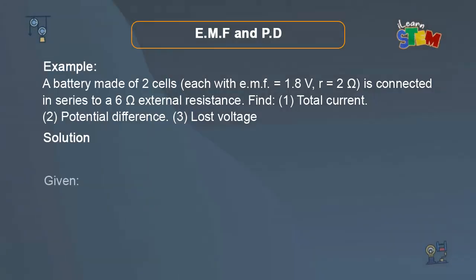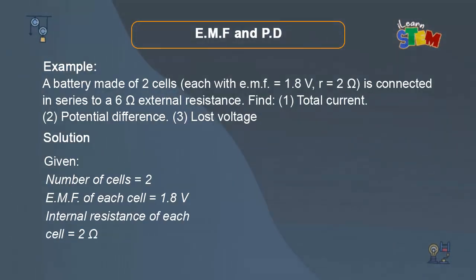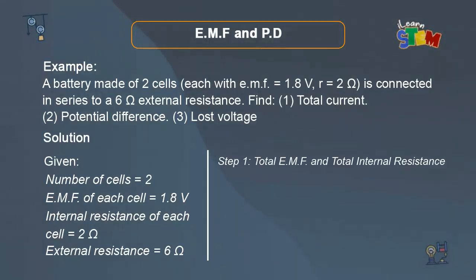Solution: we are given number of cells equals 2. EMF of each cell equals 1.8 volts. Internal resistance of each cell equals 2 ohms. External resistance equals 6 ohms. Let's solve the problem step by step. Step 1. Total electromotive force and total internal resistance. Since the two cells are connected in series, the total electromotive force is the sum of the EMF of the individual cells.